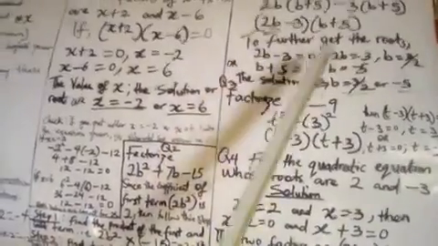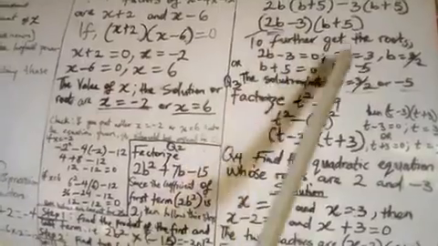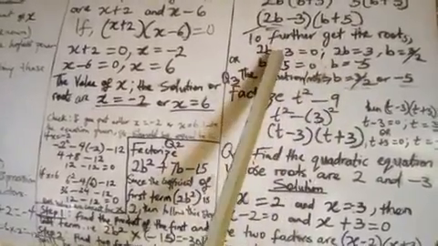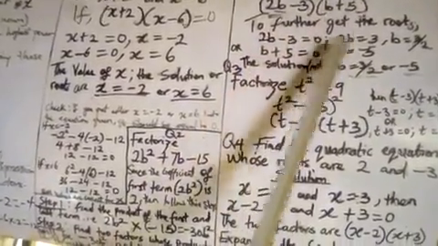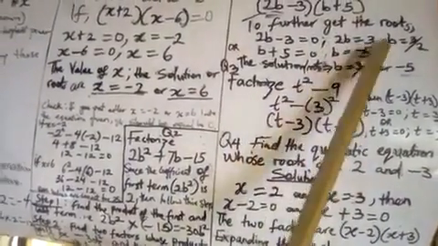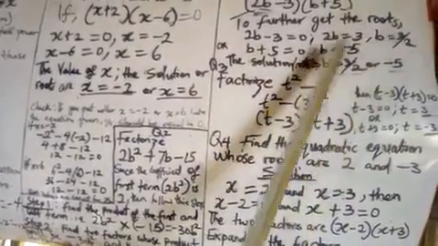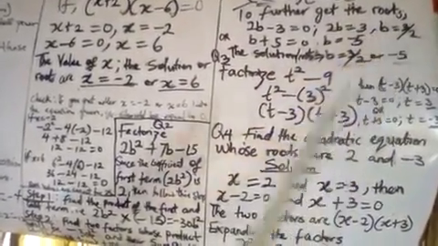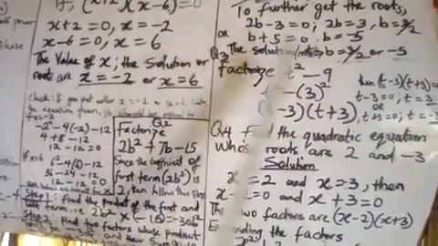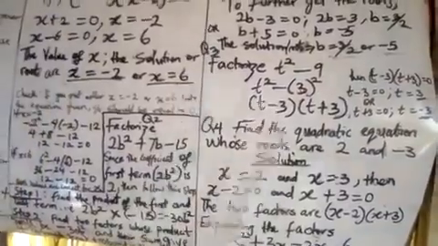Now 2b is equal to what? You take the constant to the other side. By the time this minus 3 crosses the equality sign, it becomes 3. Then you want to make b the subject of the formula. Then you do what? You divide both sides by what? By 2. So when you divide both sides by 2, you have b is equal to 3 over 2.